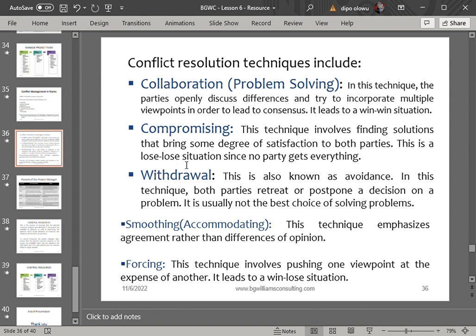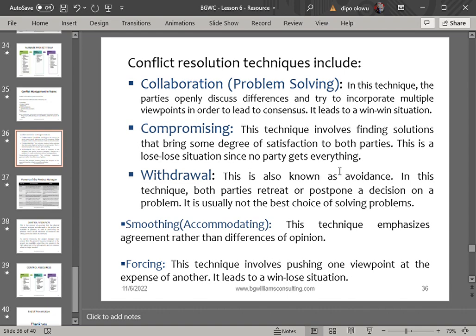Compromising is a lose-lose situation in that no party gets everything, which means there is a little degree of satisfaction that is derived from both parties. So one party has a sound compromise. We are having conflict and the project manager has invited us to look at the solution to that conflict that we are having. Compromising is one person giving way and saying, okay, no wahala, just let's move on. All right, so it is a lose-lose situation.